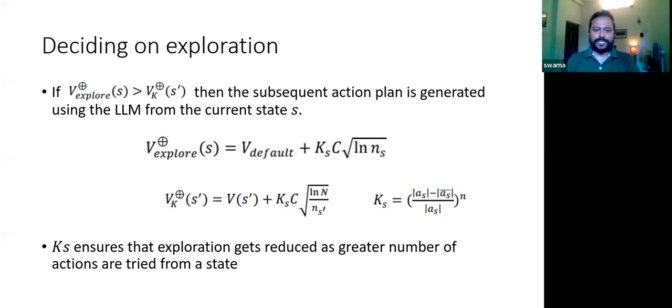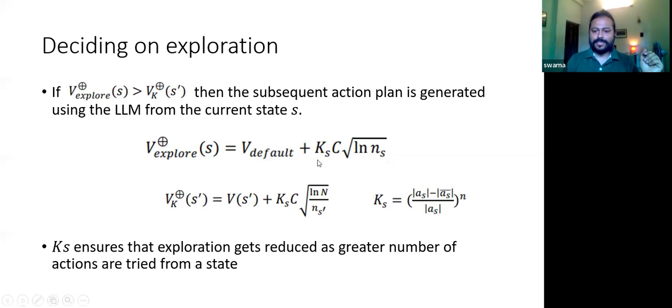Now, deciding on the exploration, as I said, there is another term called V explode that is calculated for each individual node. V explode is basically a sum of V default and a specific term. V default is a constant value assigned to every node. Let's say it's 0.5.